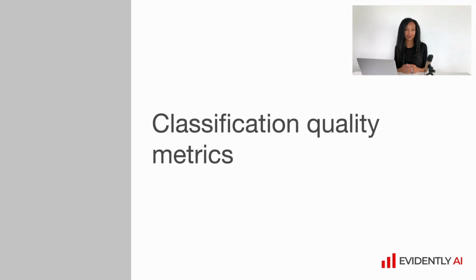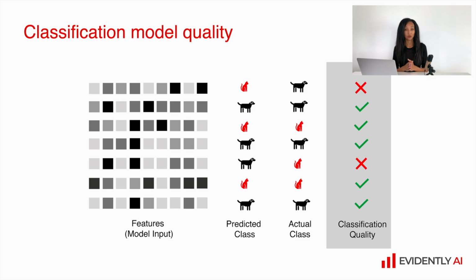Now let's discuss classification quality metrics. Basically, in order to calculate any classification quality metrics, we need to first generate models predictions, and for doing that we need to feed our input data, input features to the model, and then we will be able to generate either predicted labels or predicted probabilities. And this data we need to compare with the actual labels.